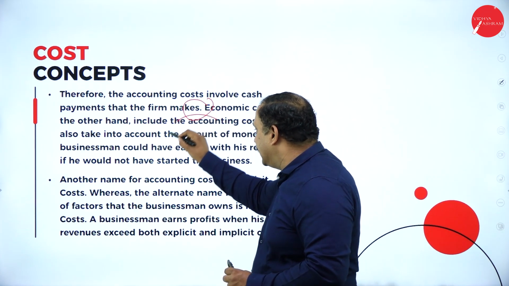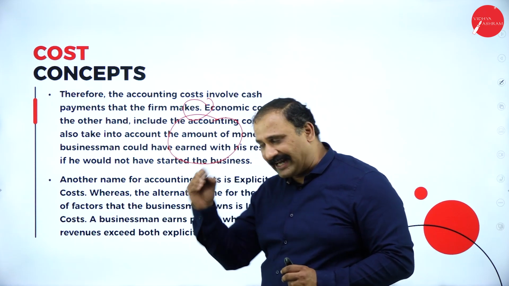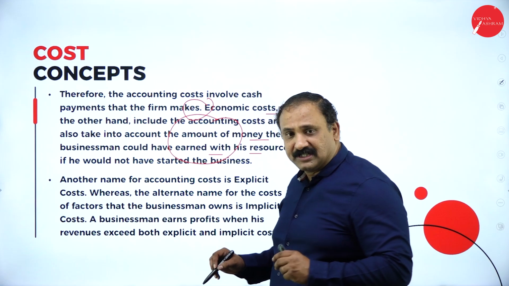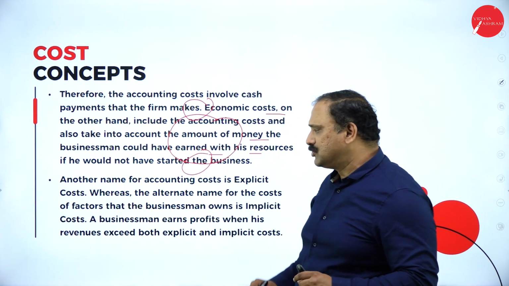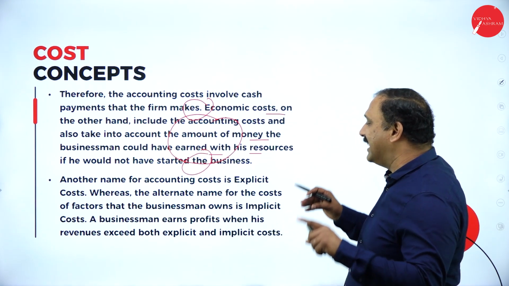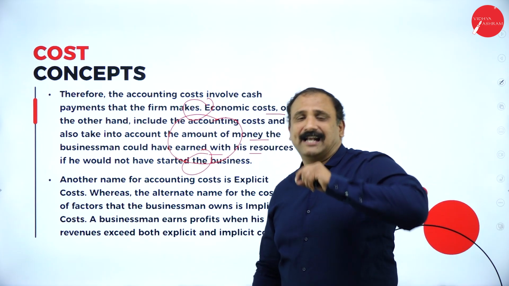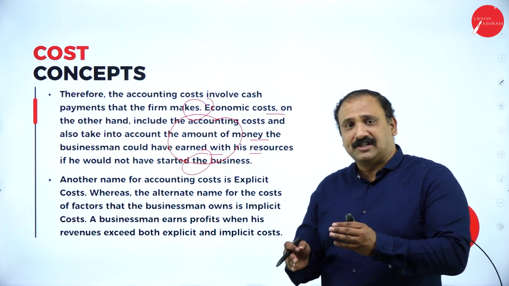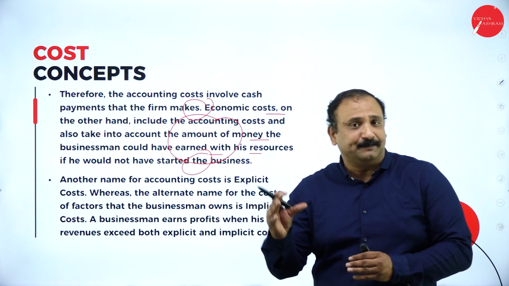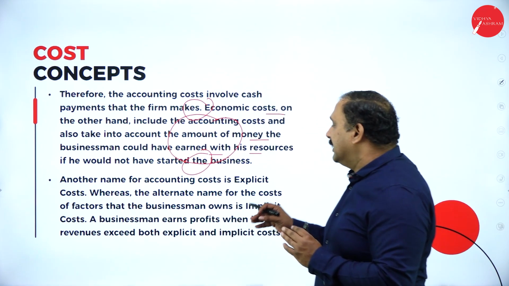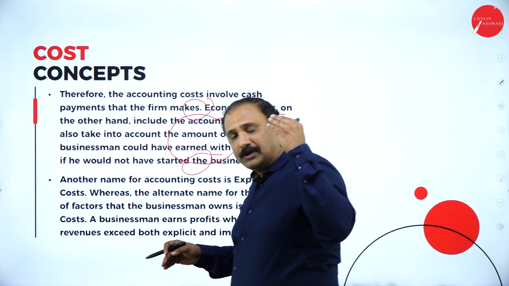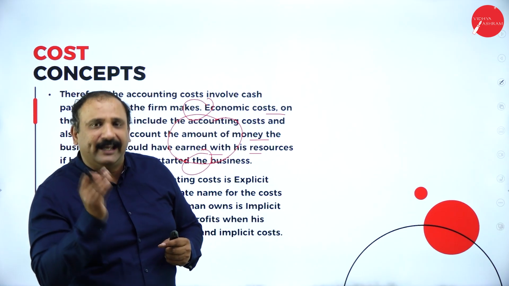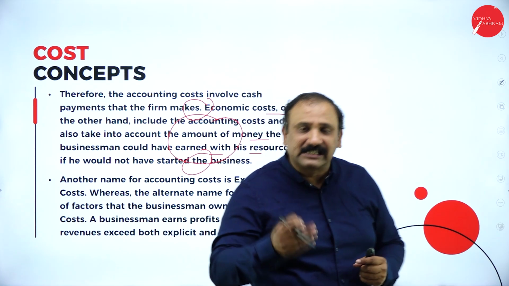Economic cost, on the other hand, including accounting cost, also take into account the amount of money the businessman could have earned with his resources if he would have started the business. So another name for accounting cost would be the explicit. So when I use that word explicit cost, what does it mean? It means to say that these are the costs which are happening directly. It is already mentioned. Why? Because when you see that this is something that is owned by the very factors of production, you cannot change it. It is already inbuilt. It is there and you need to accept those costs.